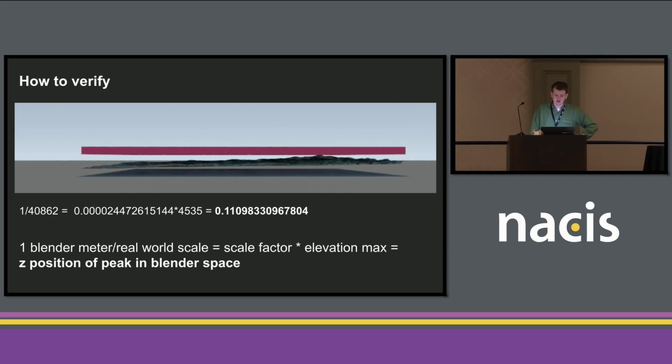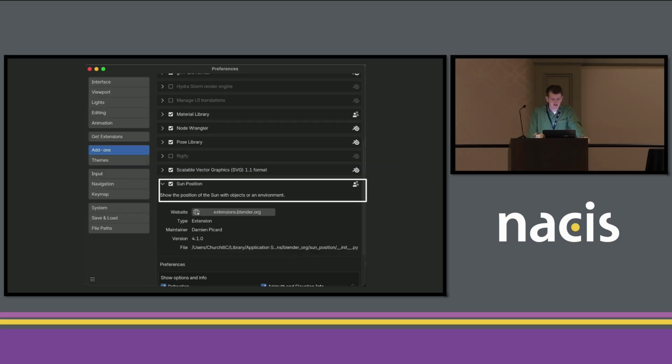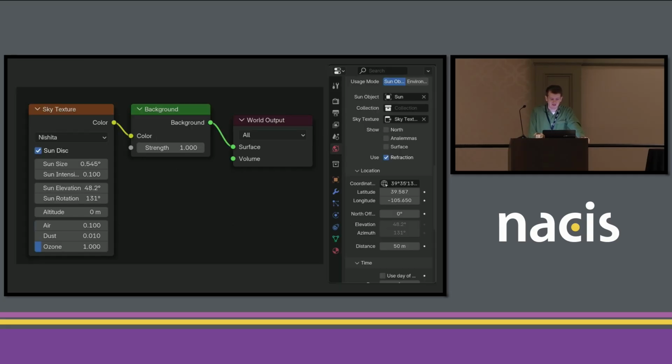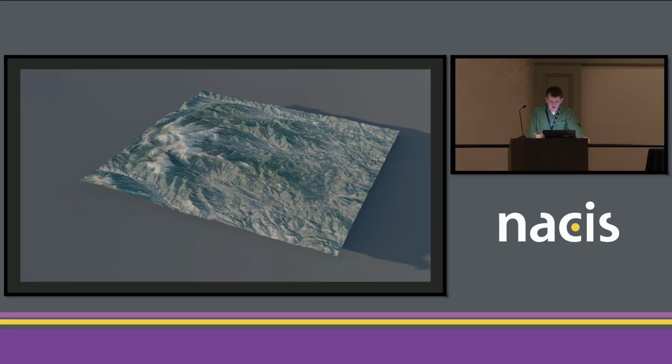If you want to verify it, you just calculate that ratio precisely of what 1 Blender meter equals in real world meters. And if you place a plane at the Blender equivalent of the summit, it should sit right at that line. But if we're pushing for realistic height, why not go for realistic light too? Fortunately, Blender has a built-in optional plugin called Sun Position that does exactly that. You just put in the coordinates of your area, and you can get the accurate sun position for any time of day, and you can even adjust it by time zone, or even animate a full day cycle inside Blender.